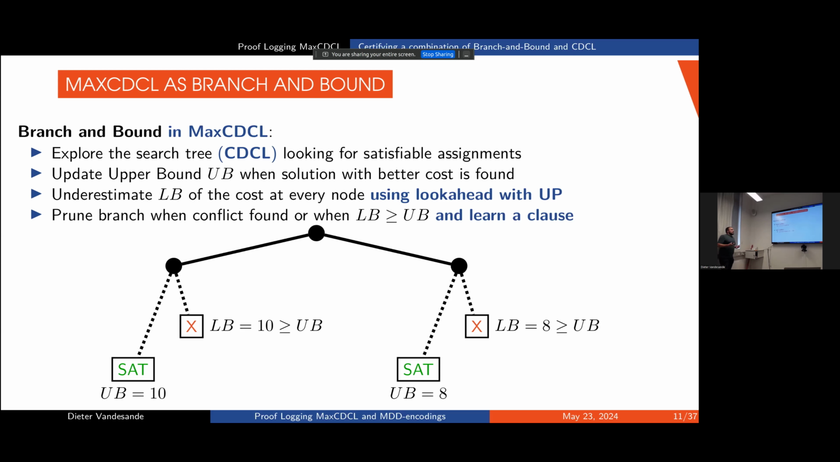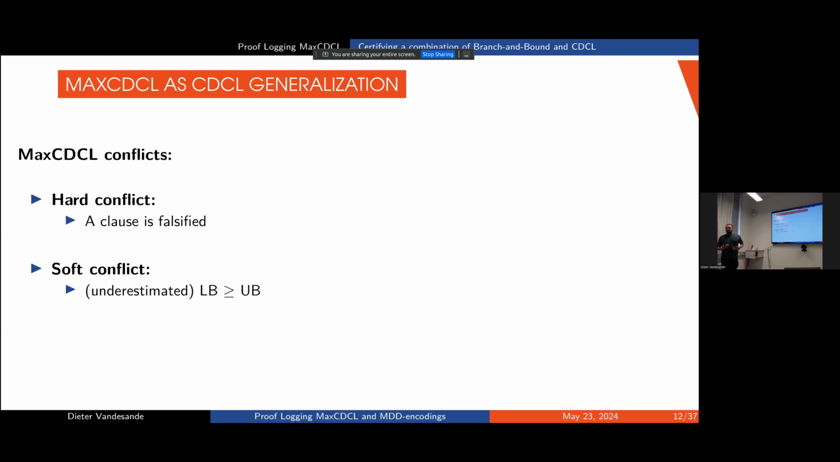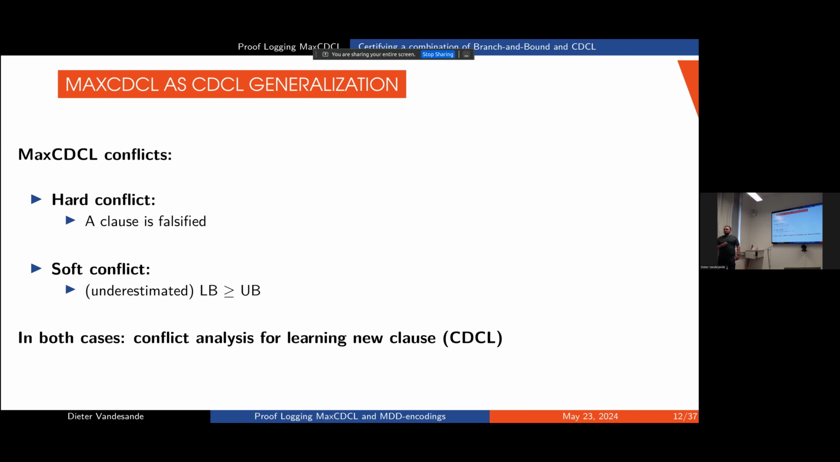So actually, MaxCDCL is a generalization of CDCL solvers in the sense that hard conflicts can still occur. That's just a clause that's falsified just as in SAT solvers. But now we also have what is called soft conflicts. And that means that what I think the lower bound for this partial assignment is for the objective value is greater than or equal to the upper bound. And in both cases, a new clause is learned. And actually, in reality, this is even implemented in Glucose. So that means it's really just Glucose extended with the soft conflicts. That's what the solver looks like.